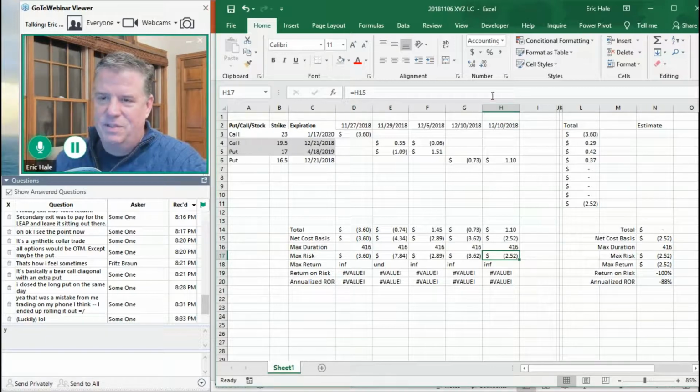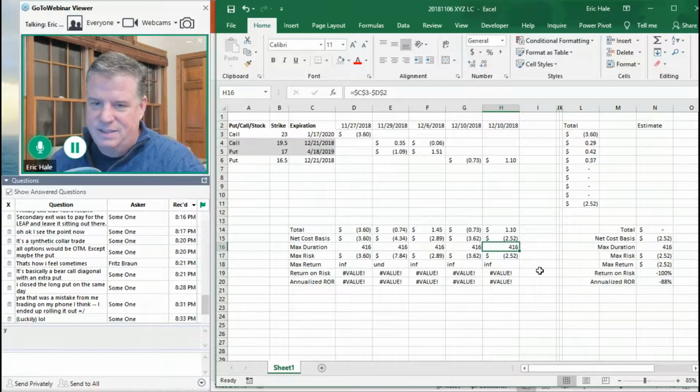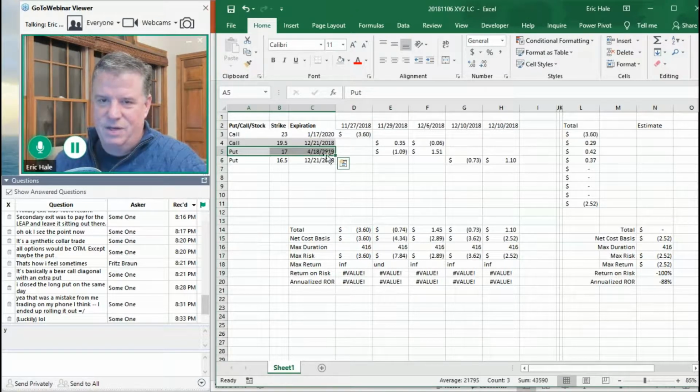Now what's happened is I'm going to close that for 110, and you can see I made 37 cents on that particular put, and the net cost basis. So the max risk on this is now still my net debit. So nice job of taking the debit, and this position is going to be closed. So I want to come over here and hit gray. So it's closed.